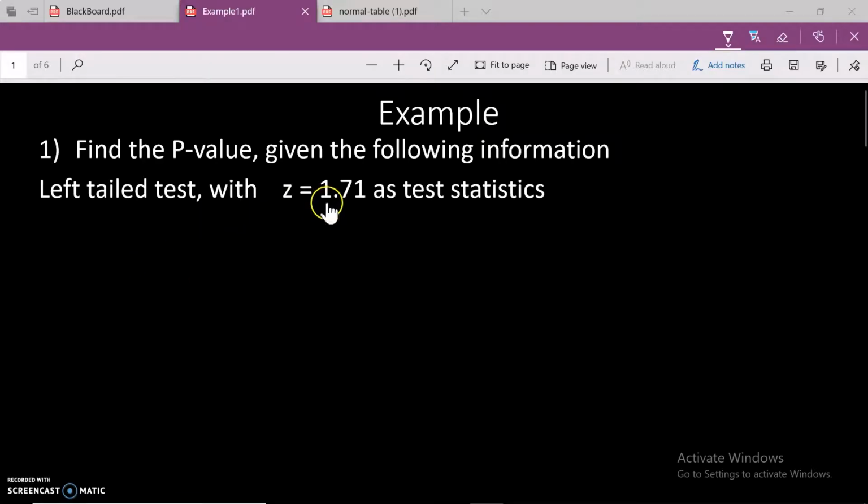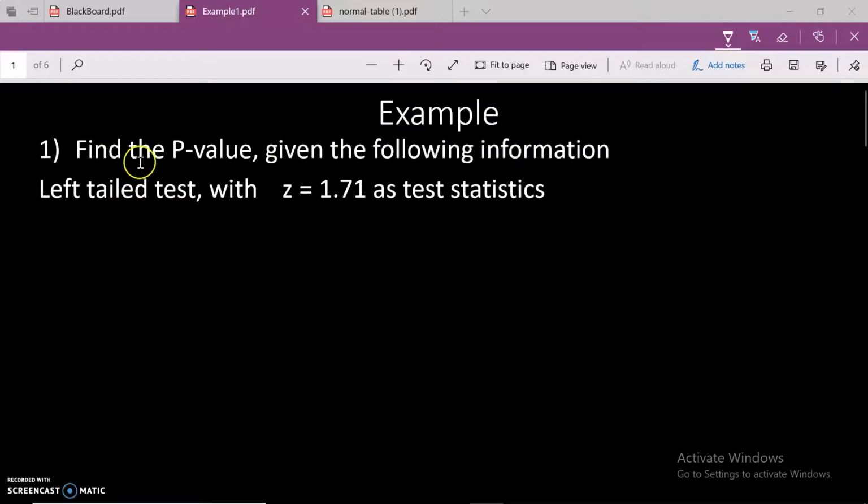In the previous video, we have seen the concept of a p-value and what a p-value looks like in the case of a left tail test, a right tail test, and a two tail test. But we were not able to do any practice at that time. So now, for practice purposes, let's see some examples.